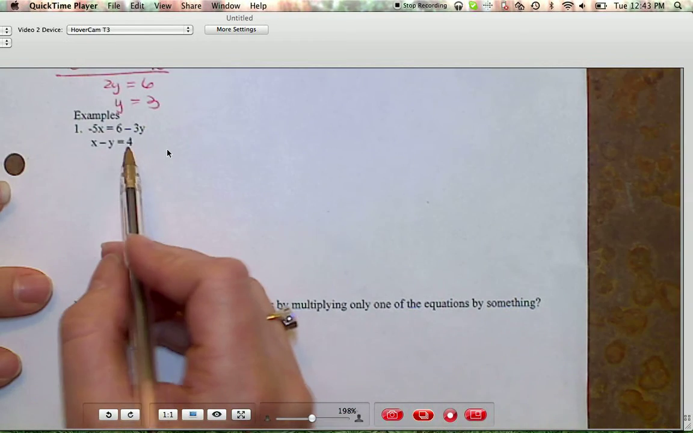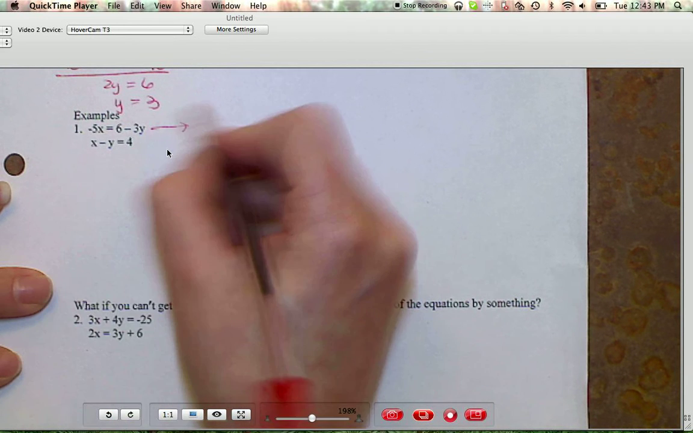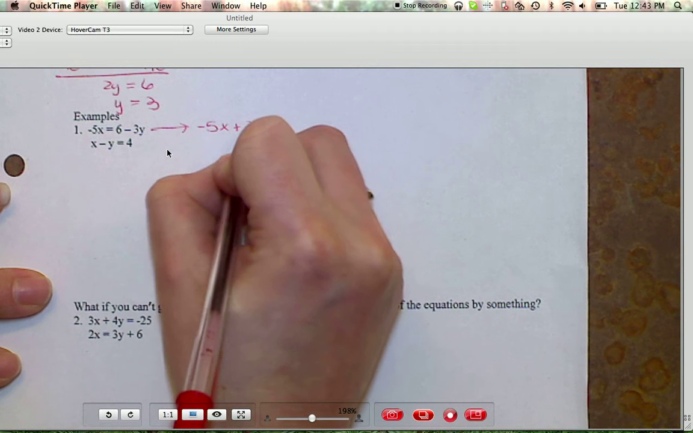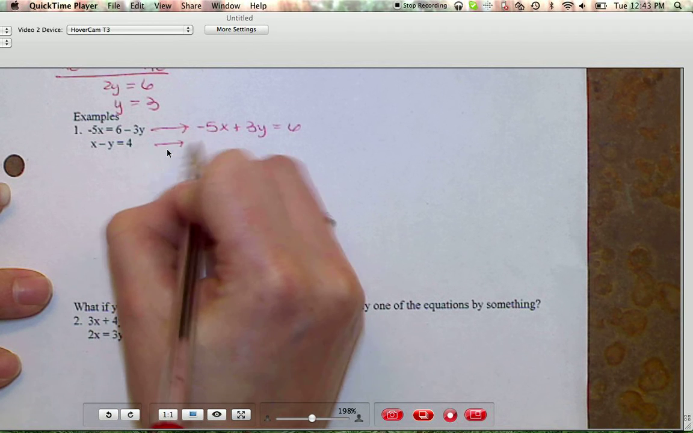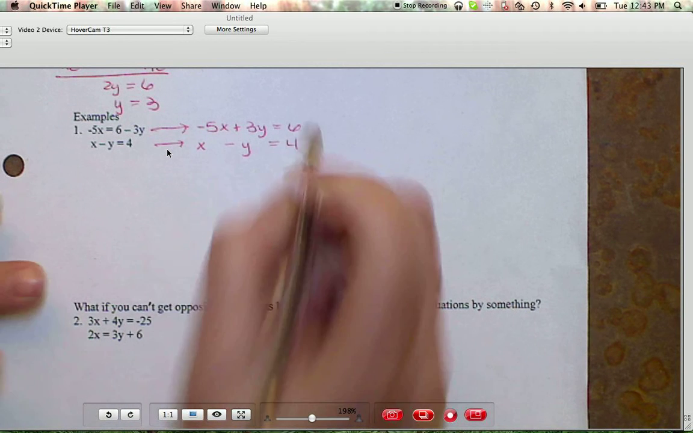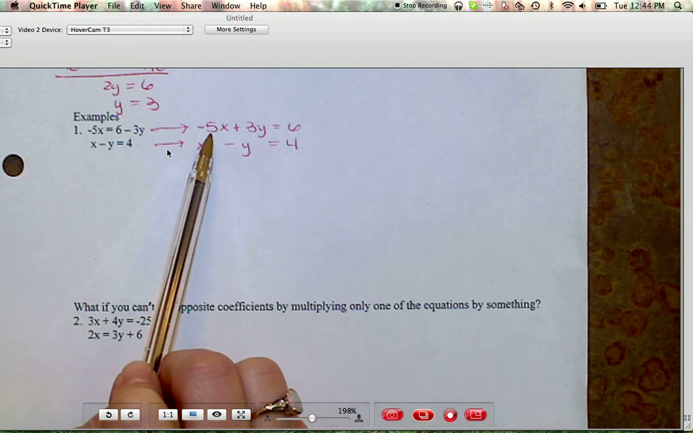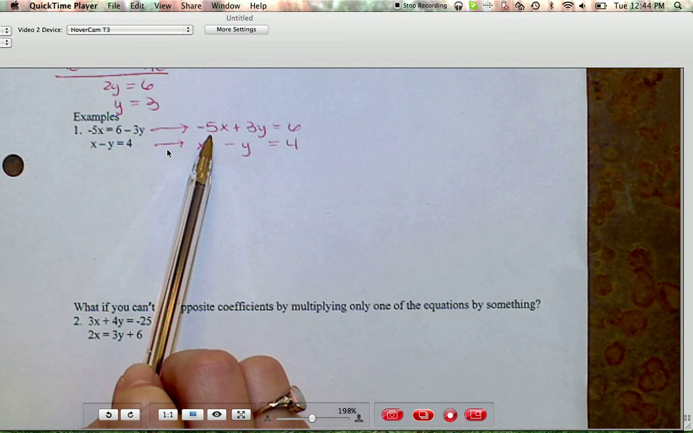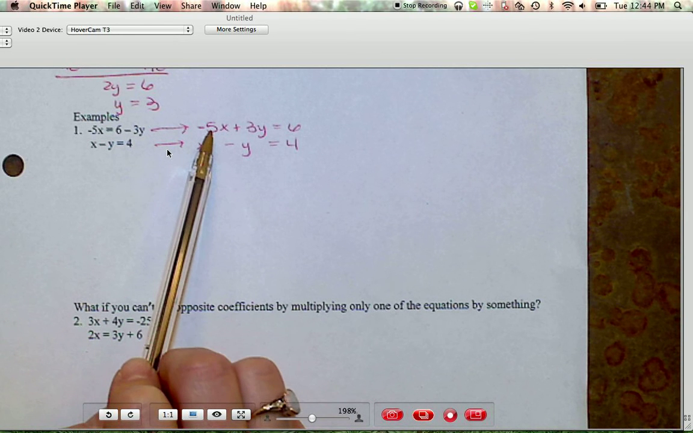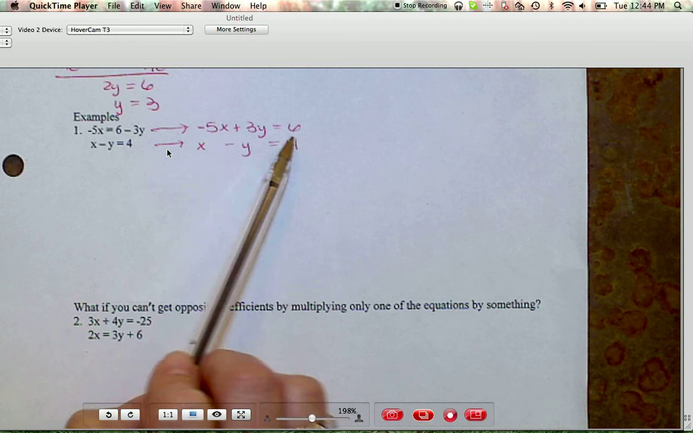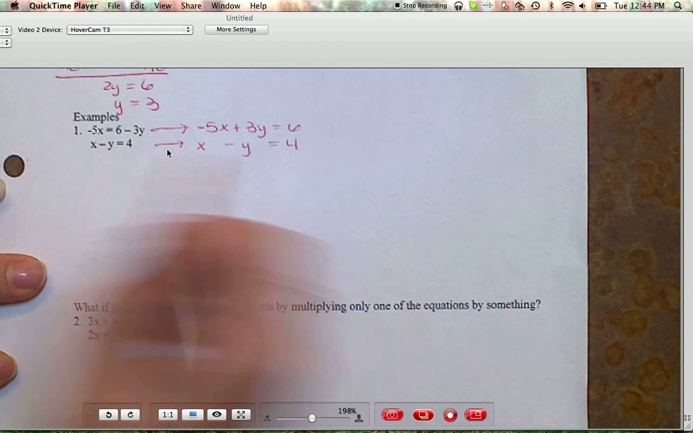This one's not in standard form, so we need to take a step to put it in standard form by adding 3y to both sides. So -5x plus 3y equals 6. And this one is in standard form, so x minus y equals 4. One thing about standard form, there is the rule that the x has to be positive in true standard form, but this is kind of like a relaxed standard form. It does not need to be positive. So as long as you've got it in the right order and there are no fractions, then that is enough for this particular type of problem.